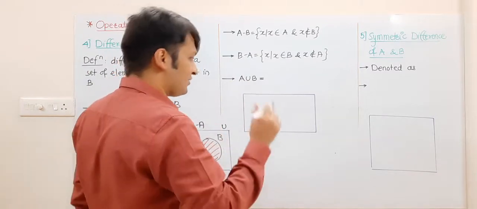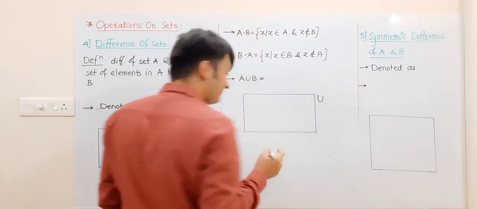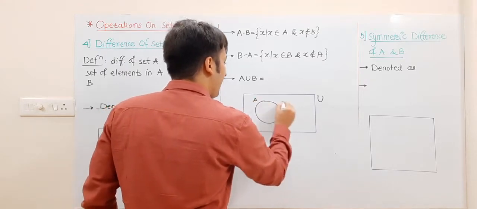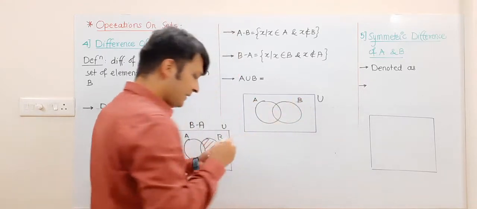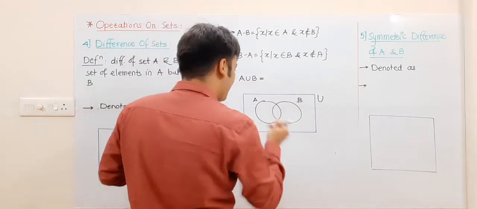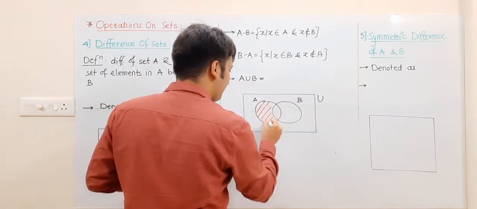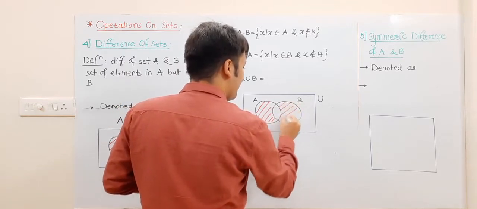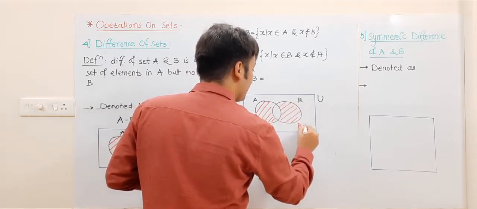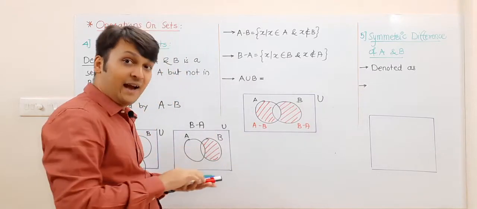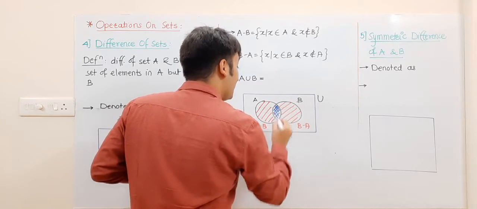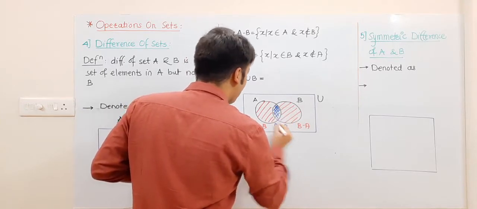Can I write like this? Just check. This is the universal set. Carefully. I have this set A, I have this set B. Check carefully. I have this set which is A minus B. I have this set, and this is B minus A, and I have this set, correct, which is A intersection B.